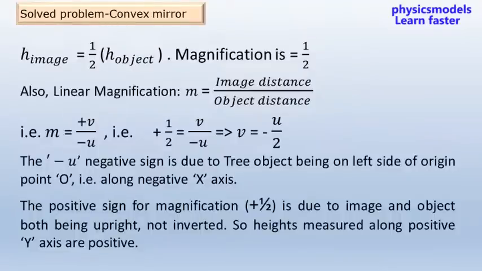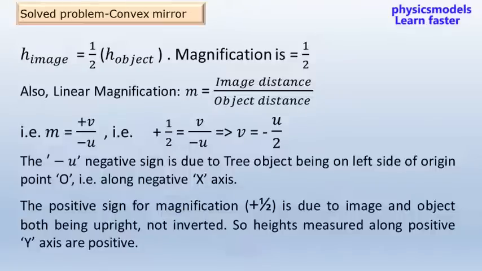We now apply the equations. The magnification is half because the height of the image is half the height of the object. The magnification m is also equal to image distance by object distance. Therefore, m is equal to plus v divided by minus u, taking care of the sign conventions. So when you say half is equal to plus v by minus u, you will get v is equal to minus u by 2.